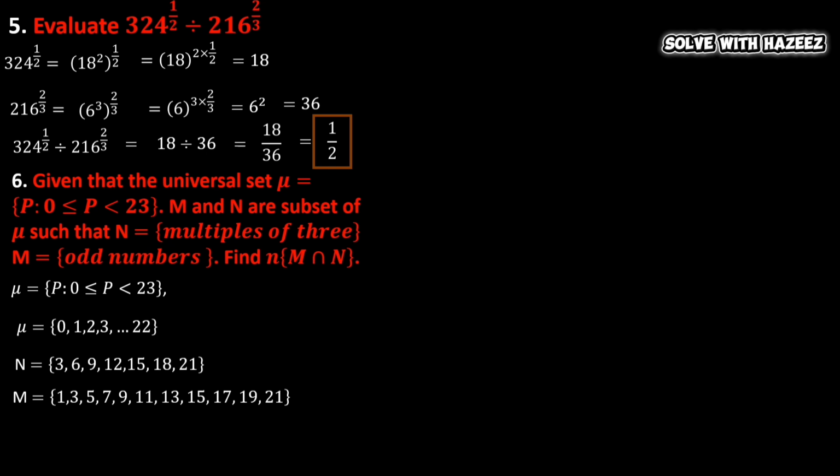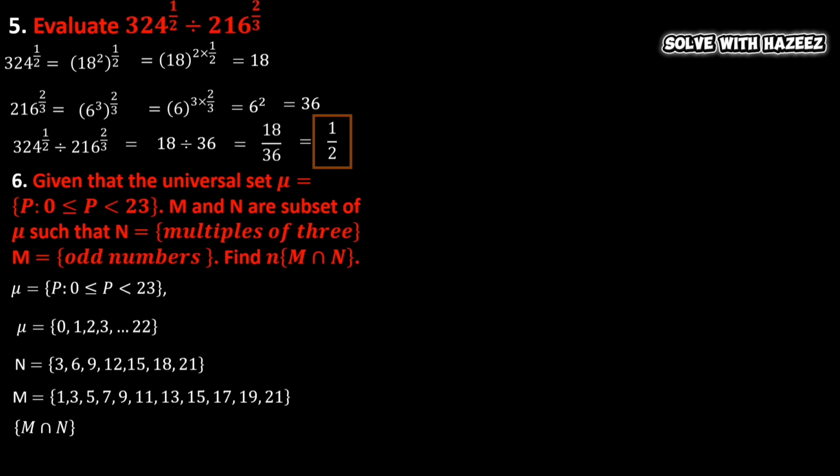The question says, find the number of M intersection N. Before we can find the number, we need to know M intersection N. And what is the meaning of M intersection N? M intersection N is indicating what are the elements of M that are inside N, or I can say what are the elements in which M and N have in common. So we are going to compare.